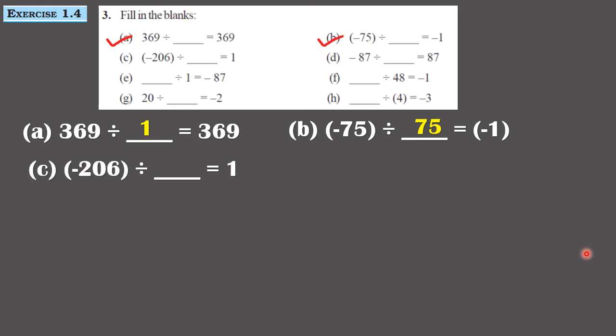Next one, negative 206 divided by dash equal to 1. So answer is positive. So negative by negative is positive. So what should come there? Minus 206.